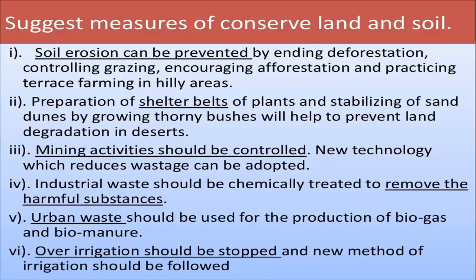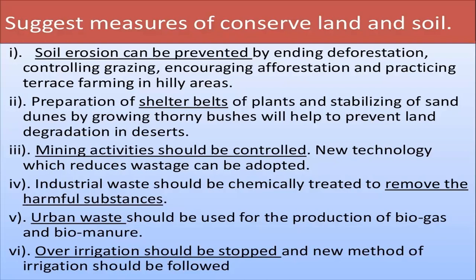So how can we conserve the land and soil? Soil erosion can be prevented by ending deforestation, by controlling grazing, encouraging afforestation, and practicing terrace farming in the hilly area. So there are many ways to solve the problem of land degradation. Afforestation and proper management of grazing can help to some extent.